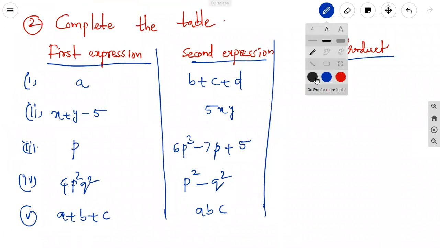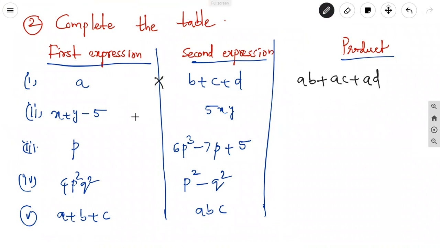Second question. Complete the table. First expression, second expression, product. First expression into second expression. a into b, ab, plus a into c, ac, plus a into d, ad. Next, x into 5xy, that is 5x square y, plus 5 1s are 5, x y into y, y square, minus into plus minus, 5 5s are 25, xy.